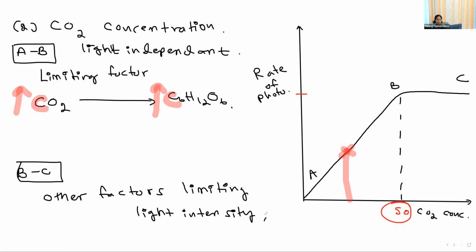Is this clear? These are dot points. You have to know the graphs. You have to know the explanation, right?